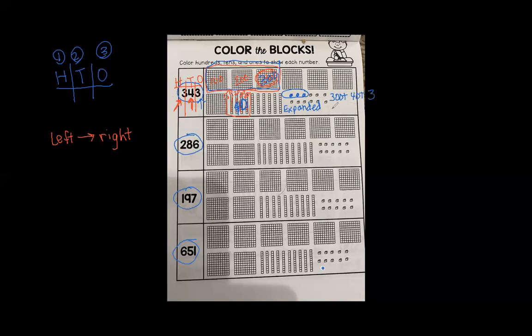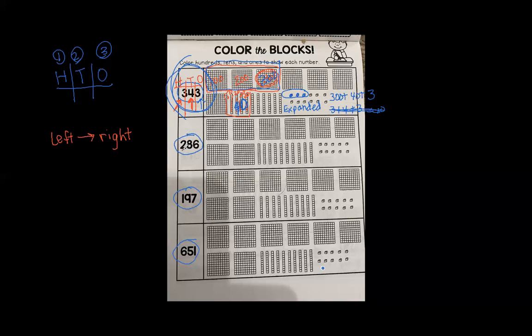Three. If we write three plus four plus three, we would get three plus three is six. Six and four more equals 10. Is 10 the number we have over here? No, that's why it's really important that you look at the value of how many hundreds, how many tens, and how many ones, and how much that adds up to.